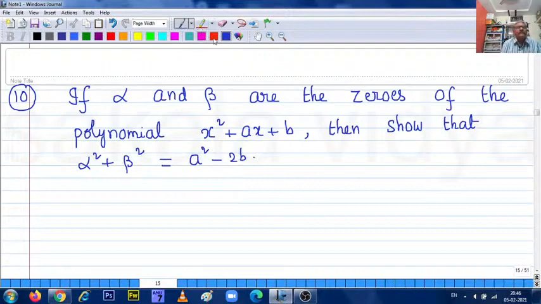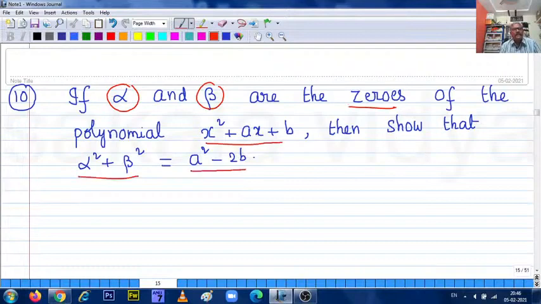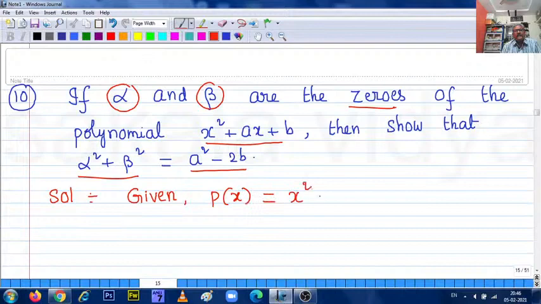Okay. Alpha, beta are the zeros of this polynomial. Then we need to show that alpha square plus beta square is equal to a square minus 2b, or express the value of alpha square plus beta square in terms of a, b. So how to find out this one? Let me explain. Solution. Say this is given: p of x equals x square plus ax plus b.